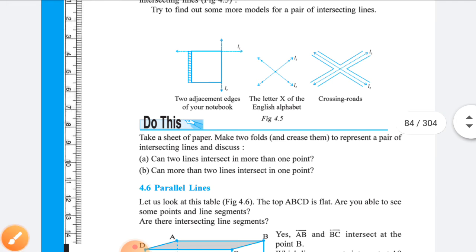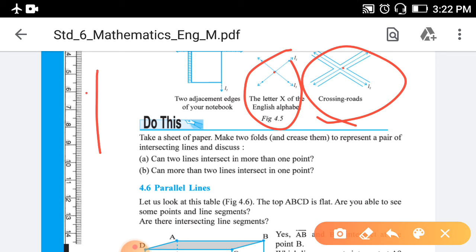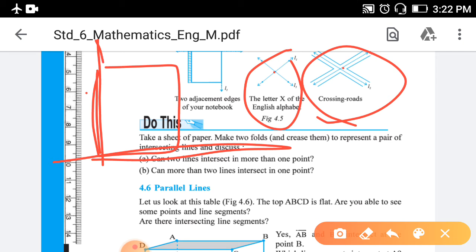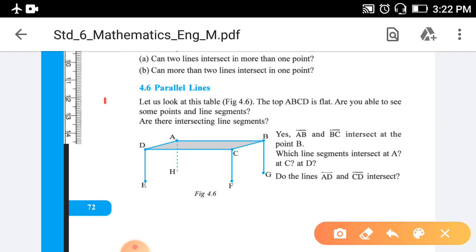Some examples are given. Letter X. Then crossing roads. You can see here common points are given. Two adjacent edges of your notebook, this is a notebook. If you extend endpoints of two edges, then you can see one common point you will get, that is the intersecting point.